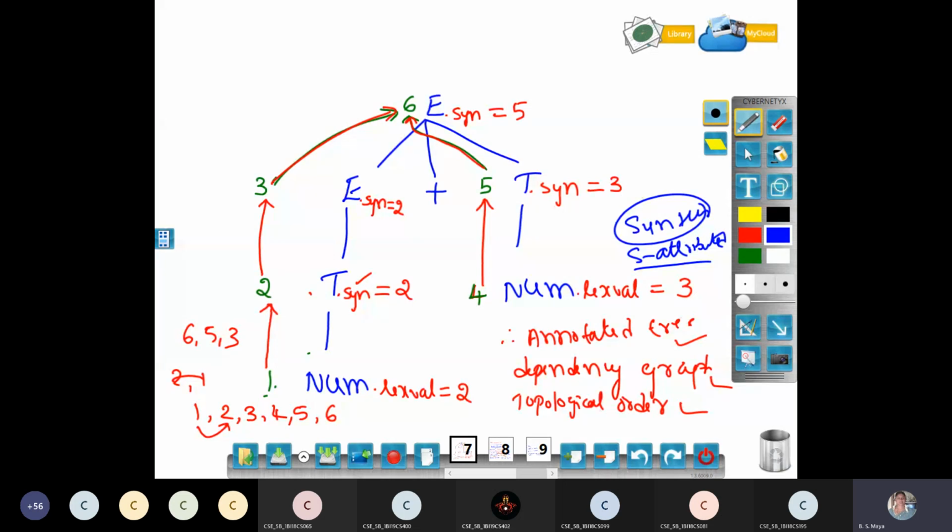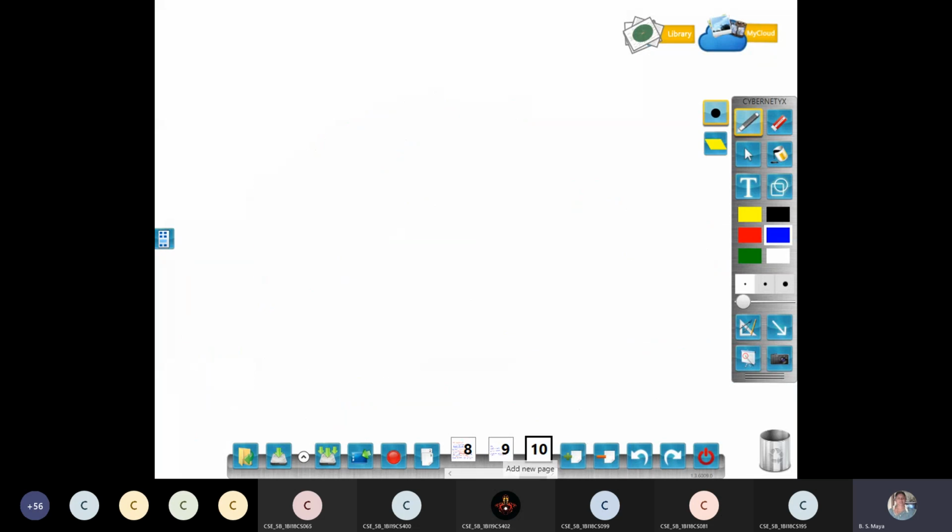See, we have a small code on S-attributed definition. How you are evaluating, I will show in the slide. Before that, I will move on to the next. What is an inherited attribute? My definition is not over yet. Just I will show what is inherited. I have not solved the problem.